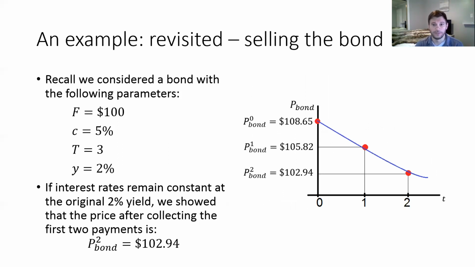So these are the 3 different prices: the price in period 0, the price in period 1 after we collect the first coupon payment, and the price in period 2 after we collect the second coupon payment. Okay, but we're going to go ahead and think about what would happen if after we collected the first payment, interest rates had changed.